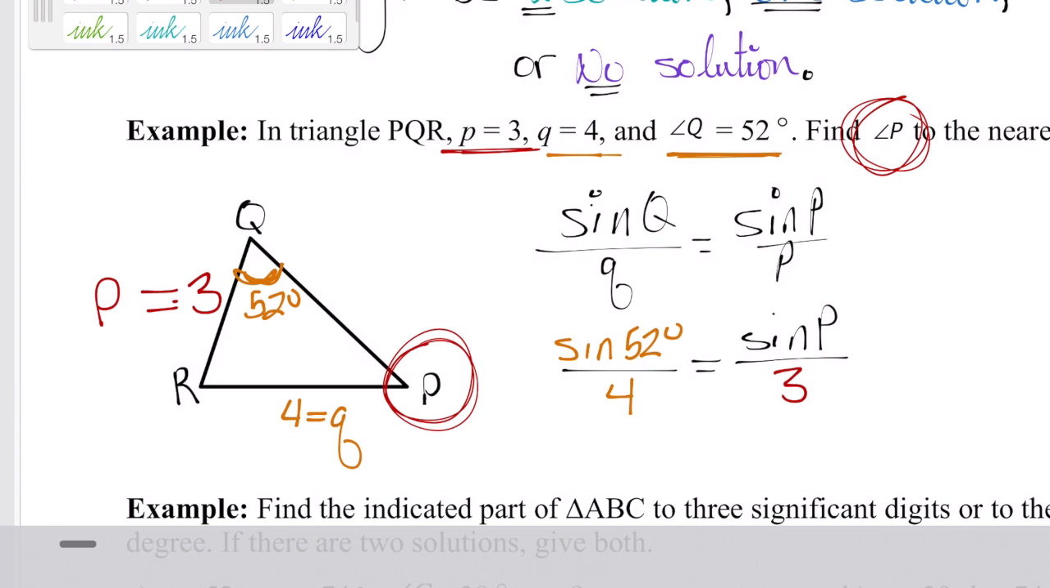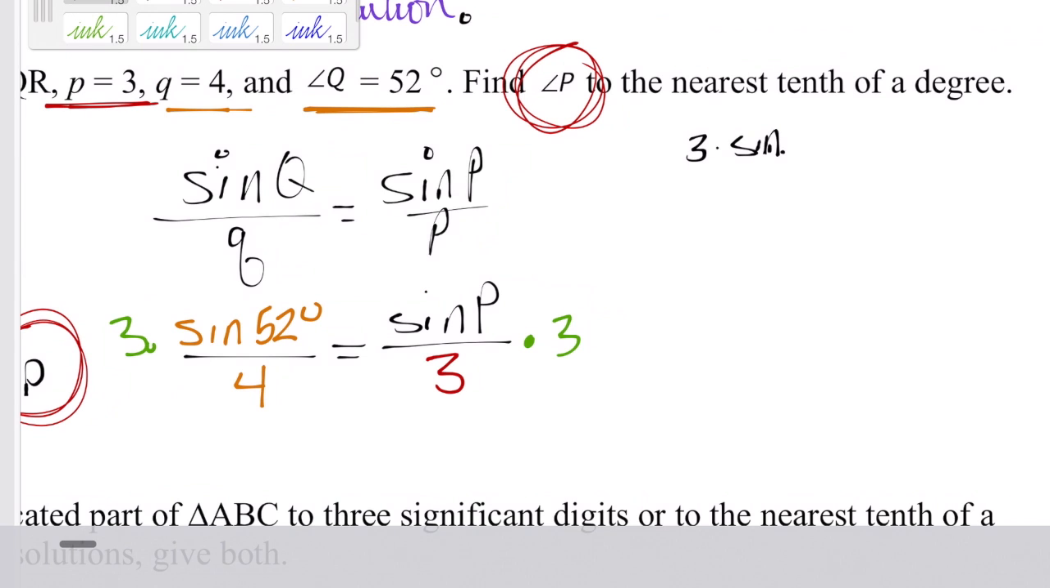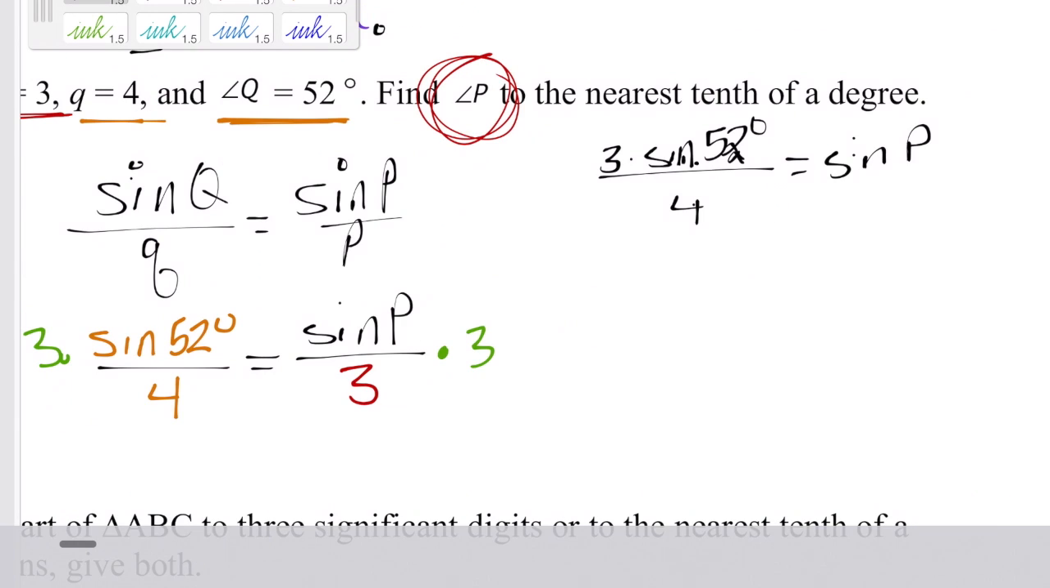For here, I'm trying to get sine of P by itself, so I'm going to multiply by 3 on both sides. From here, I don't want to solve for sine of P, I just want to solve for P. So I'm going to be moving that sine to the other side, and in order to do that, I'm going to be using the inverse of sine, so sine to the -1. All of this I would plug in with my sine to the -1.